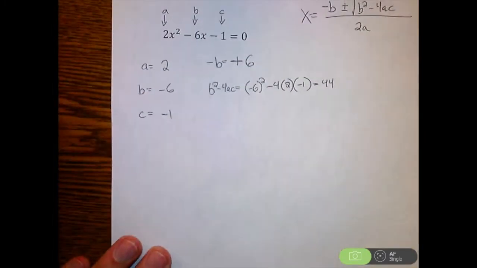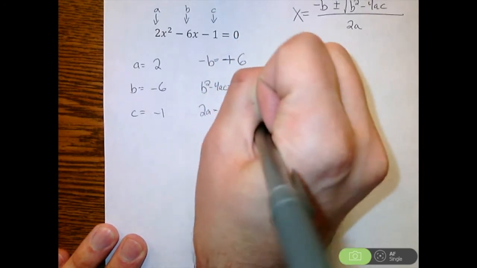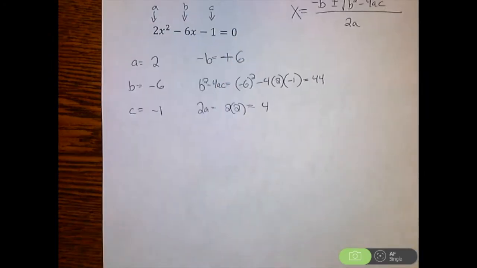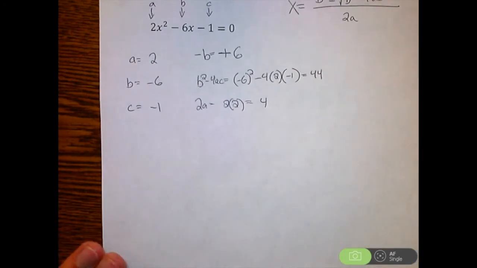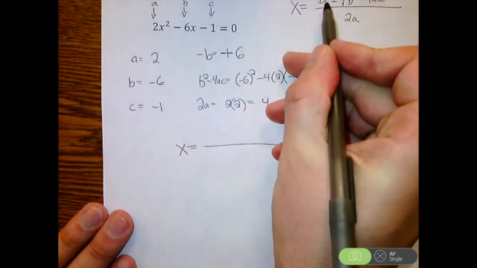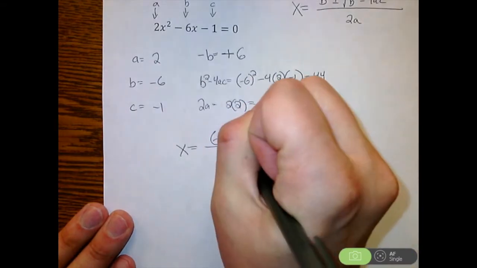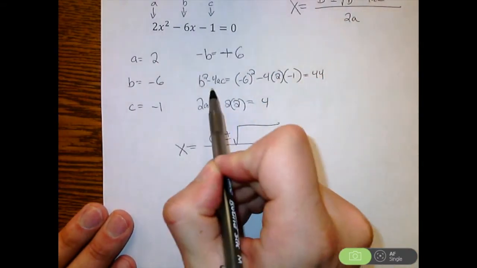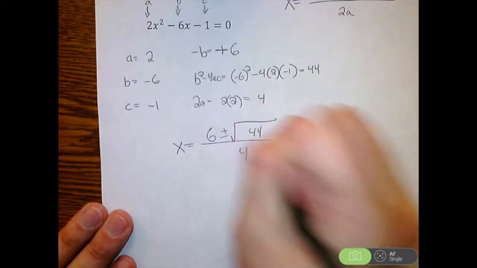And then finally, we need 2a. So 2a would be 2 times 2, which is 4. Now that I have all my pieces, I'm going to plug them into their correct spots in the quadratic formula. So we're going to have x equals, instead of negative b, I'll put 6, because we calculated that, plus or minus the square root of b squared minus 4ac, we have 44. And then 2a, we have 4.